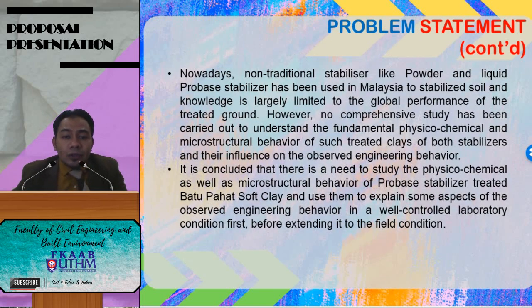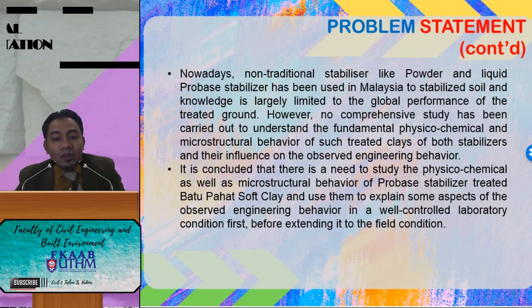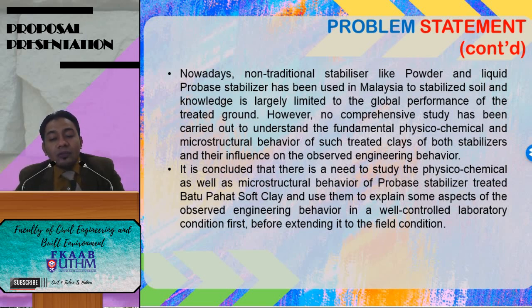Nowadays, non-traditional stabilizers like powder and liquid probase stabilizers have been used in Malaysia to stabilize soil, and knowledge is likely limited to the global performance of the treated grounds. However, no comprehensive study has been carried out to understand the fundamentals of the physical, chemical, and microstructure behavior of such treated clay with both stabilizers and their influence on the observed engineering behavior. There is a need to study the physical, chemical, as well as microstructure behavior of probase stabilizer treated butterworth soft clay, and use them to explain some aspects of the observed engineering behavior in a well-controlled laboratory condition first, before extending into the field condition.